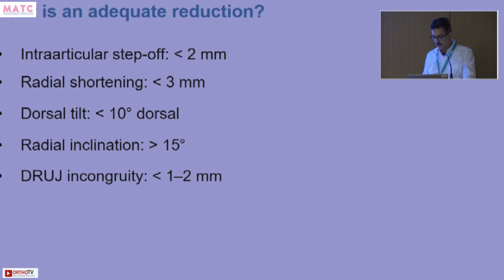While doing the closed methods or plaster methods, what is most important is you have to see the X-ray at 1 week and 2 weeks follow-ups, because if the reduction is lost because of dorsal comminution, then obviously you have to resort to the open methods.